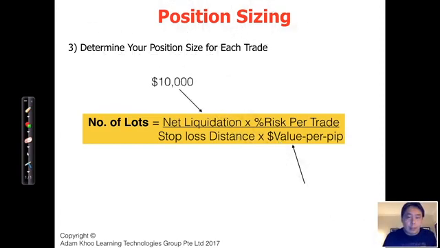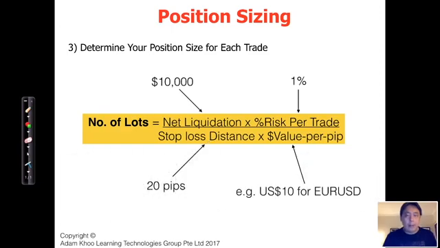So what do all these things mean? Let's put in examples over here. All right. So again, we're starting with $10,000 in our account, so net liquidation will be $10,000. We are risking 1% per trade, so we put 1%. So $10,000 multiplied by 1% is $100. So the most that you are willing to lose is $100 in a trade.